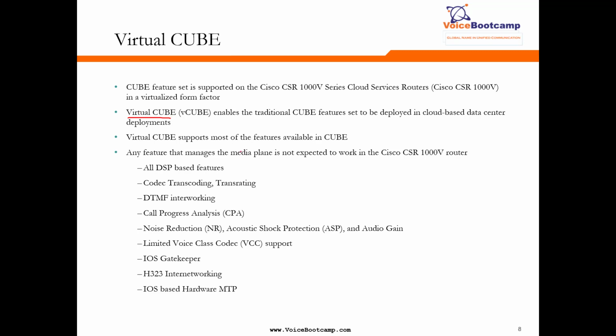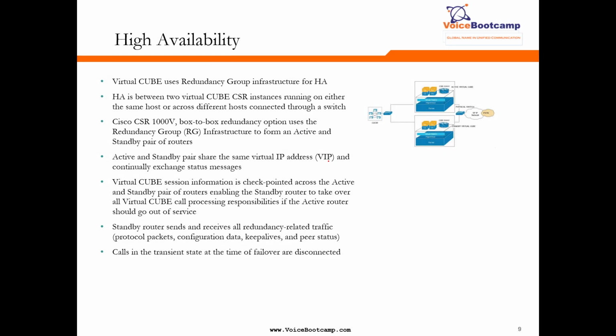A virtual CUBE supports most of the features that are available in normal CUBE, except anything related to the media plane, such as DSP related features or transcoding or DTMF internetworking are not supported. So these are some of the features that are not supported if you are going to use the CSR 1000V router. Now, high availability in virtual CUBE is provided using a redundancy group infrastructure configuration. HA is between two virtual CUBE routers that are either running on the same host or across different hosts in your VMware, connected through some sort of switch.